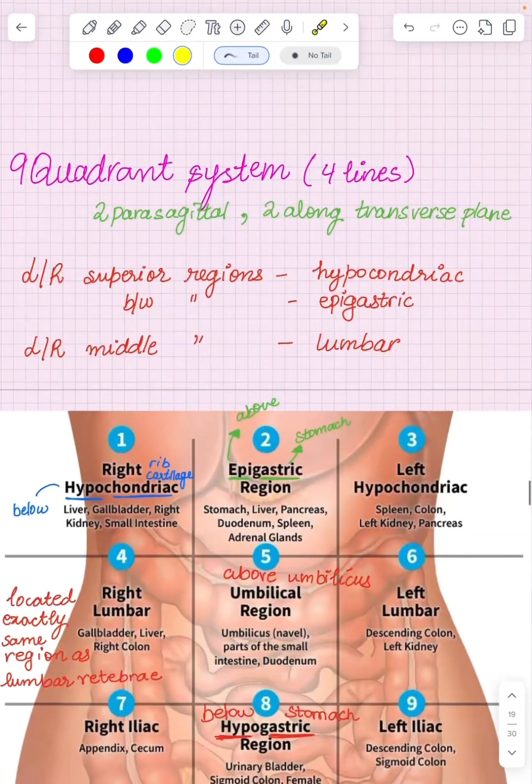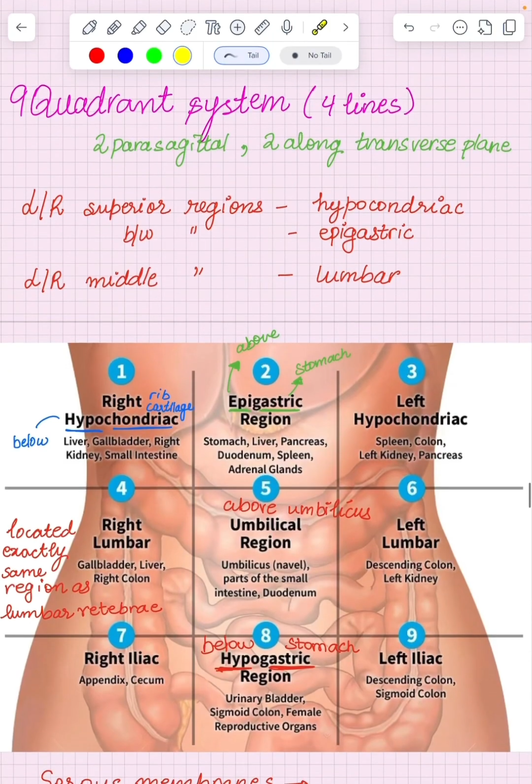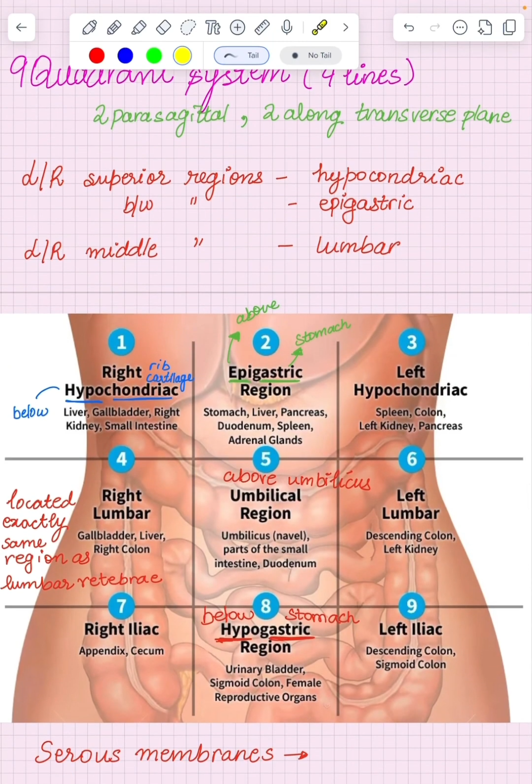Now, in the nine-region system, we have four lines. Two lines are along the parasagittal plane and two along the transverse plane. And it divides the region into left and right superior region, which consists of right and left hypochondriac region. Hypo means below, chondriac means rib cage. So this region is below the rib cage. And in the middle of both these regions, we have epigastric region. Epi means above, gastric means stomach.